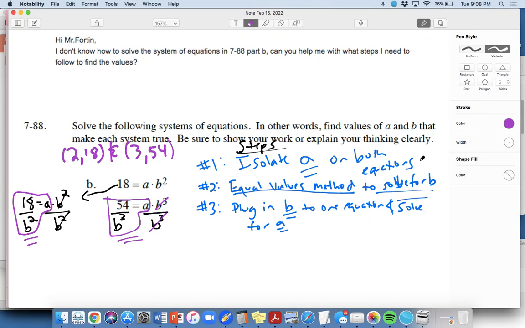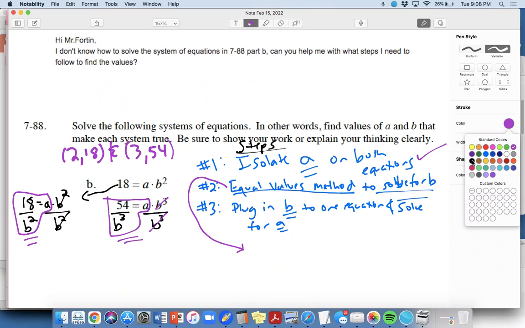So I isolated A on both equations. Now I'm going to use the equal values method to solve for B, because A equals this, and A also equals this. This is something called the transitive property in geometry. If you have one thing that is equal to two different things, then those two different things must be equal to each other.